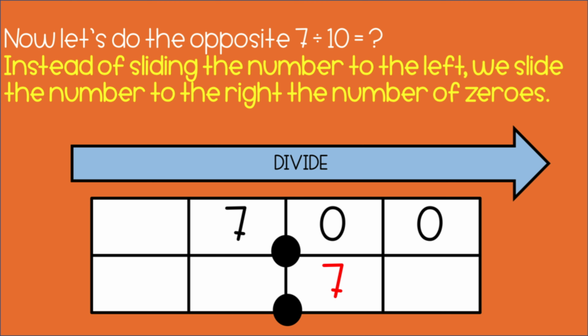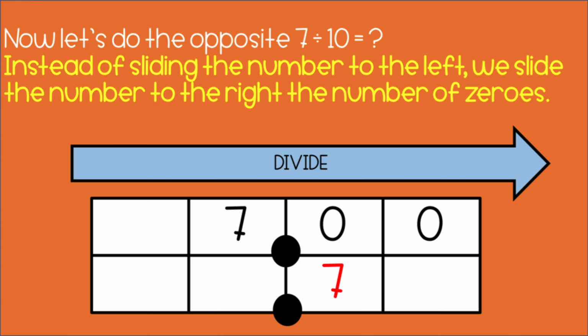Now, let's do the opposite. Instead of multiplying, we're going to divide by a 1 with a certain number of zeros behind it. An example question would be 7 divided by 10 equals what quotient? Instead of sliding the number to the left, we're going to slide the number to the right, the number of zeros. Remember, multiply, slide to the left, divide, slide to the right.